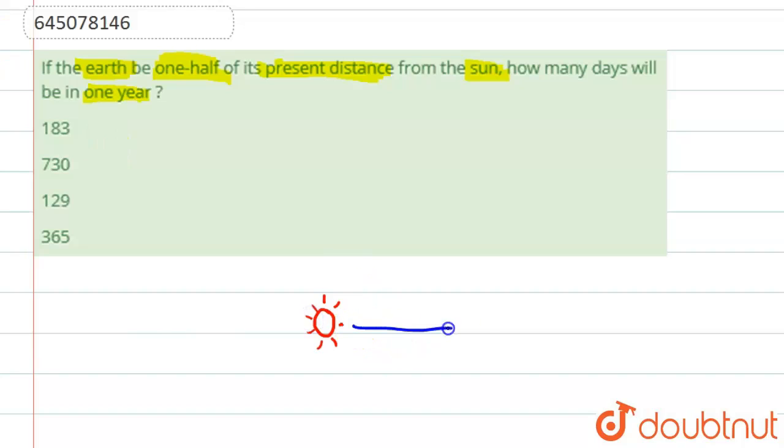Okay, let's suppose this is the Sun and Earth is at a distance of, let's suppose, R. So this is basically Earth. So the new Earth means new distance will become what? It will be greater than R. It will become R plus R/2 because it is 1/2 means 1/2. That means this will become 3/2R. Okay, so this is basically the new distance.